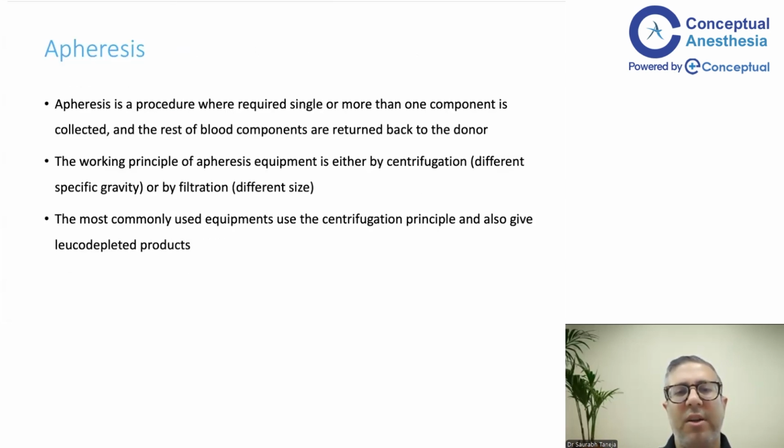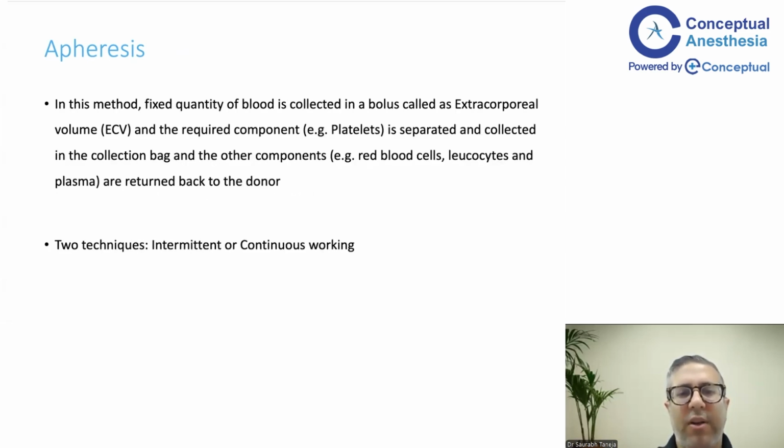Firstly, I'll talk about apheresis. That means taking a specific component from a donor and giving back the donor the rest of the blood components. The working principle can either be centrifugation, that is the specific gravity, or filtration, that is dependent on the different size of the blood components. The most commonly used equipment uses the centrifugation principle and can also give leukodepleted products. In this method, a fixed quantity of blood is collected in a bolus called the extracorporeal volume. What do we mean by extracorporeal? That means out of the body.